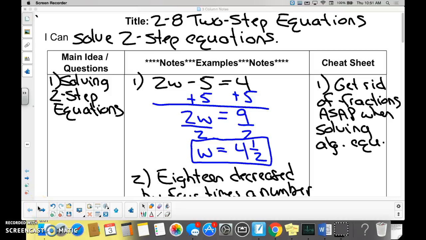2-8, two-step equations. I can solve two-step equations. Yes or no? Can you? Yes. Good. So 2-8, solving two steps.